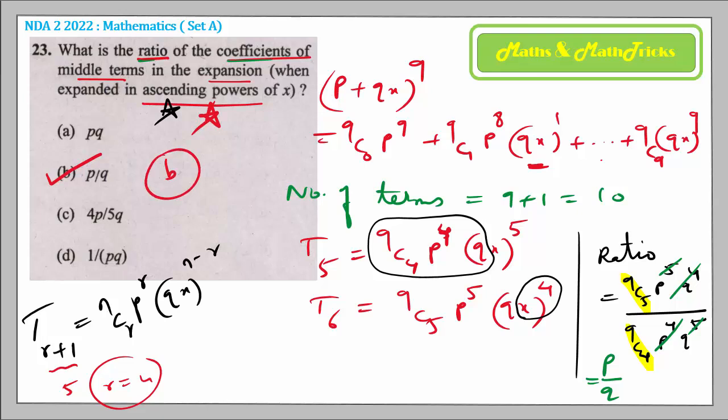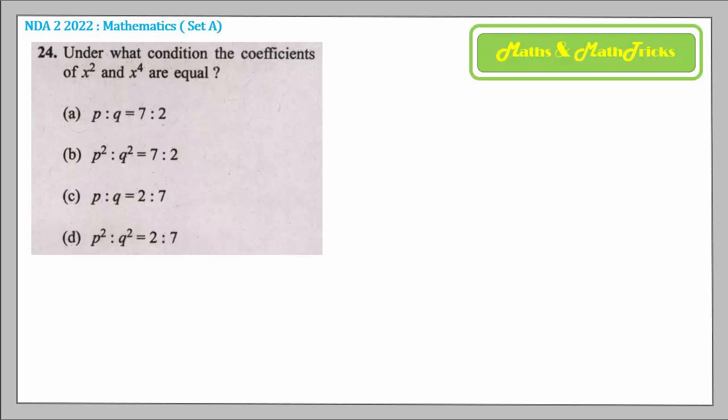Alright, coming on to the next question, and here they ask under what condition the coefficients of x^2 and x^4 are equal. This is again a similar question to the 22nd question. Now you want, in the expansion of (p + qx)^9, the x^2 coefficient and the x^4 coefficient.